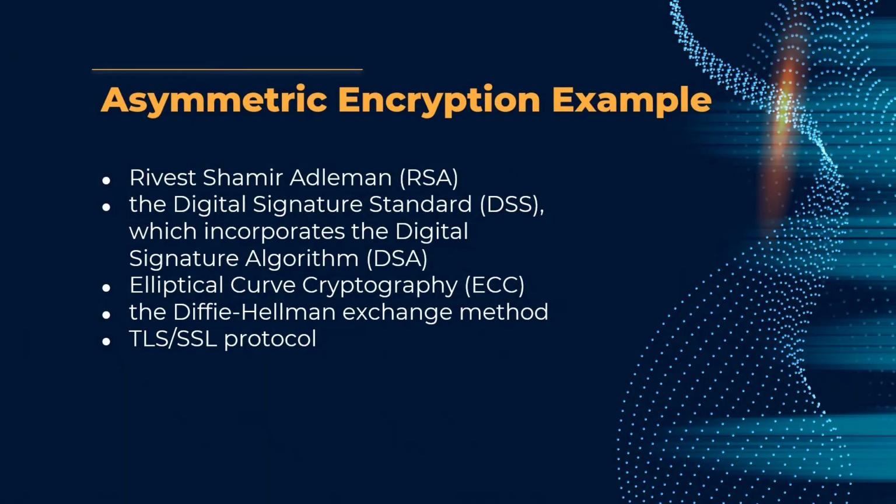These are examples of asymmetric encryption: Rivest-Shamir-Adleman (RSA), the Digital Signature Standard, which incorporates the Digital Signature Algorithm, elliptic curve cryptography, the Diffie-Hellman exchange method, and the TLS or SSL protocol.